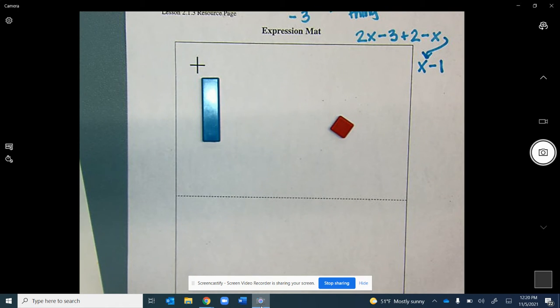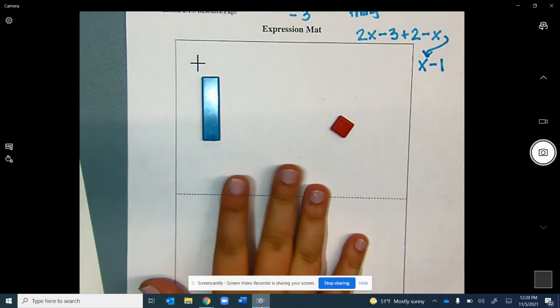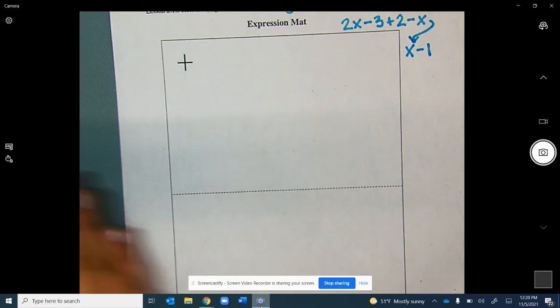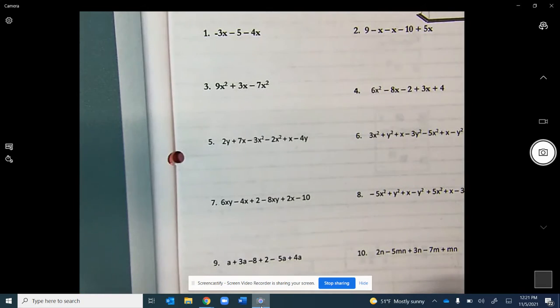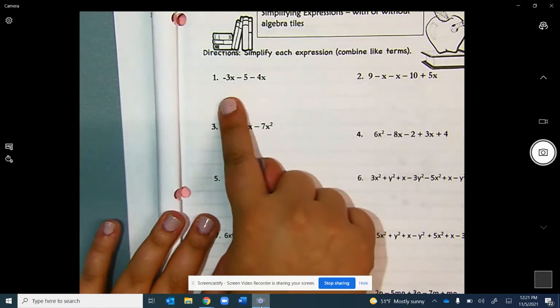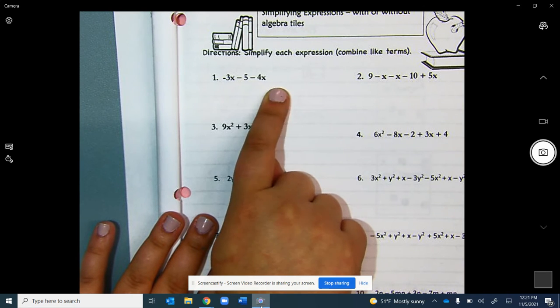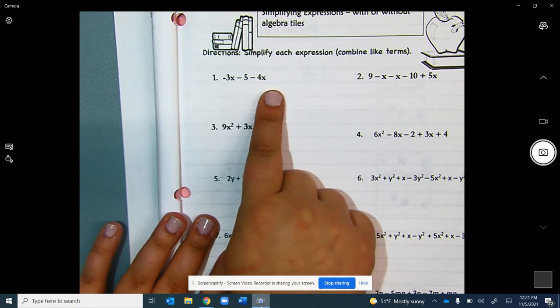Okay, so let's try this algebraically. With an expression, and let's use tiles too. I'm going to use page 6A from our workbook. We're in the Unit 2 workbook, and I'm turning to page 6A. This one was homework, so hopefully you guys finished this one, even though we pretty much did all of them together as a class. Okay, so I'm just going to start with number 1 right here. I have -3x minus 5 minus 4x.